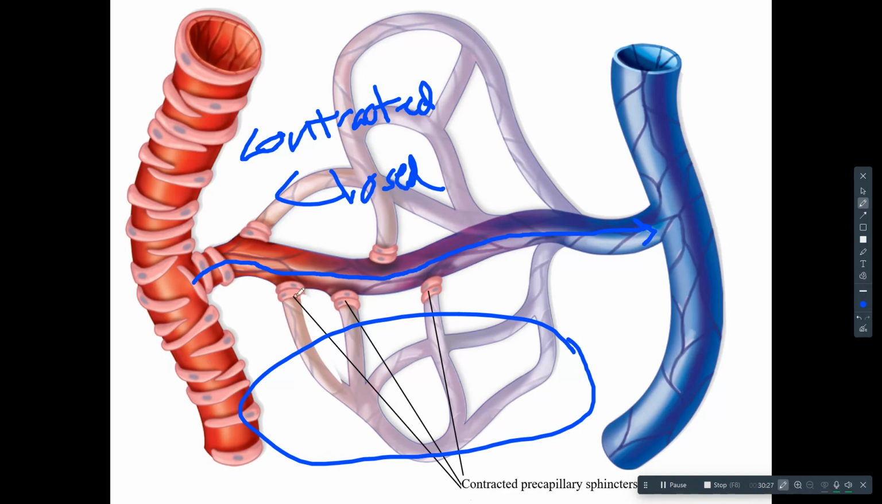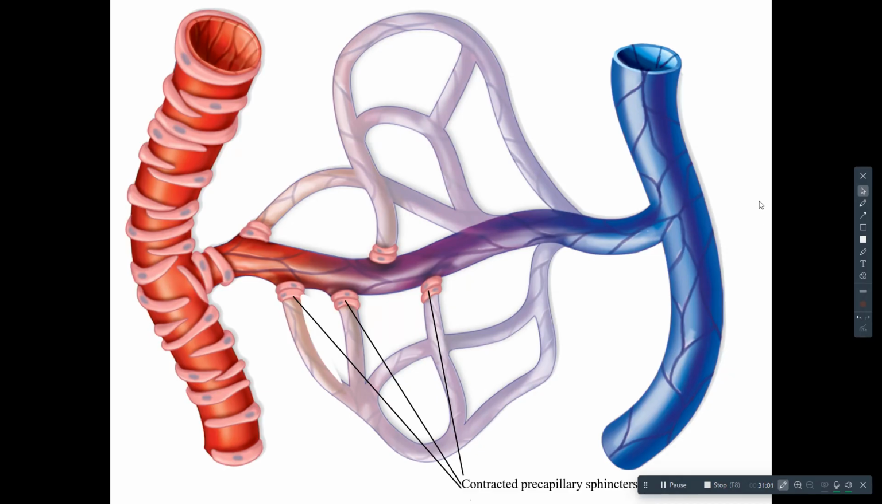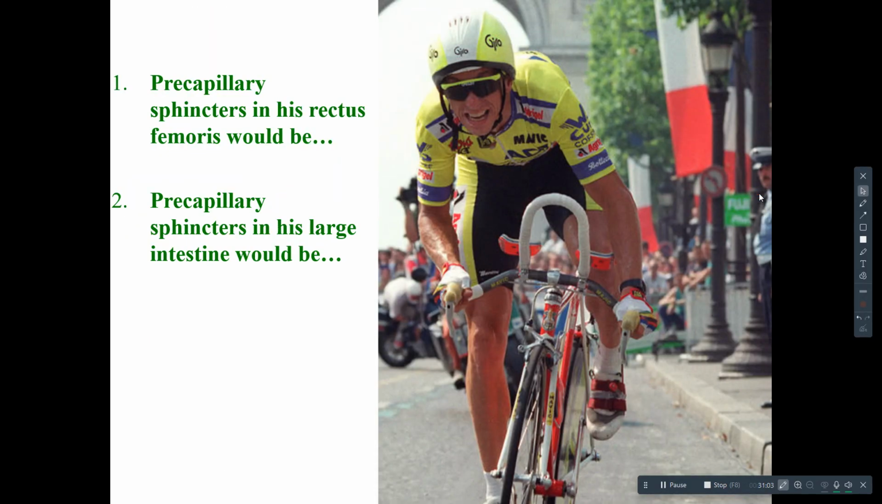And these sphincters, whether they are open or closed, depends on tissue needs. For example, if oxygen levels drop in the surrounding tissues or CO2 levels rise, that is going to cause these guys to open up. And that makes sense because if these guys open up, I get more blood flow, bringing fresh oxygen, taking away CO2. Okay. 2 questions for you to do here. If you haven't done them already, answer these questions. Let me know what you get.